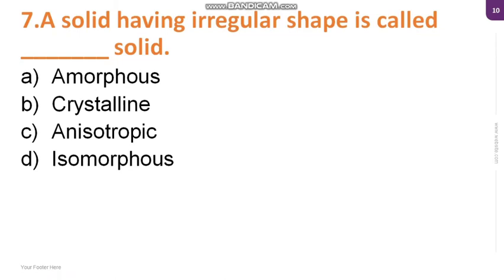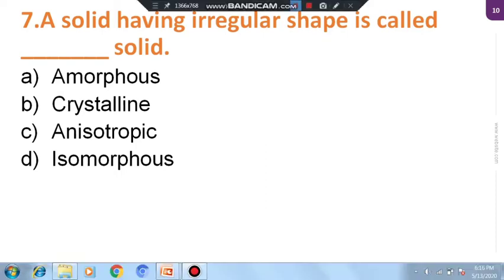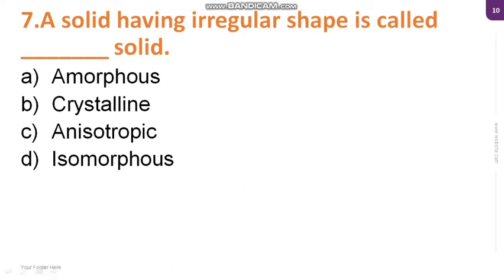Next, seventh MCQ: a solid having irregular shape or random shape is called as dash dash solid. There are four options. Option A is amorphous solid, option B is crystalline solid, option C is anisotropic solid, and option D is isomorphous. We know that such solids we call amorphous solids. So option A is the correct option.